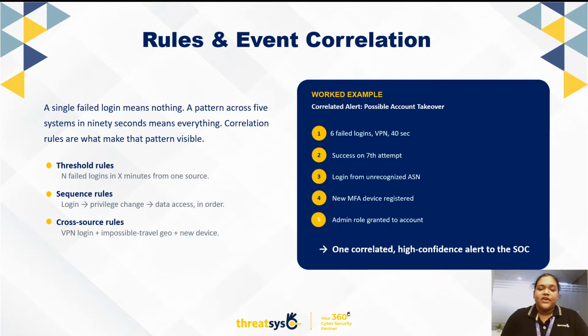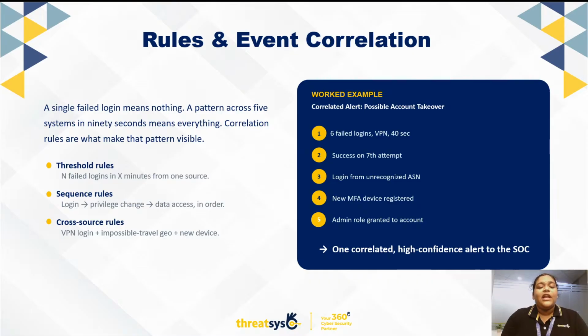The third type is cross-source correlation. Here the SIEM connects events coming from different systems. For example, a VPN login combined with an impossible travel location and a login from a new device can create a stronger signal than any one of those events by itself.